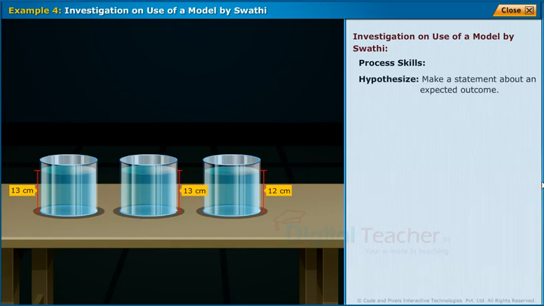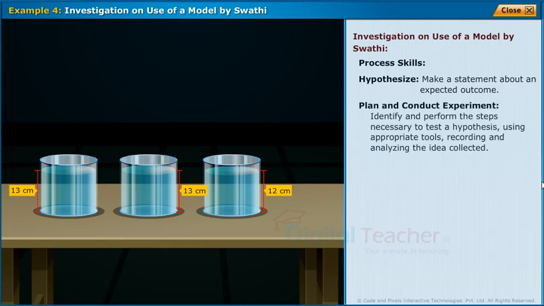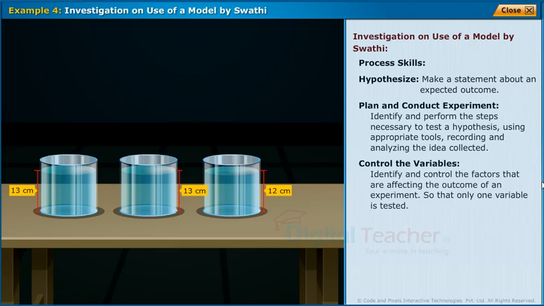Process skills. Hypothesize. Make a statement about an expected outcome. Plan and conduct experiment. Identify and perform the steps necessary to test a hypothesis using appropriate tools, recording and analyzing the data collected. Control the variables. Identify and control the factors that are affecting the outcome of an experiment, so that only one variable is tested.